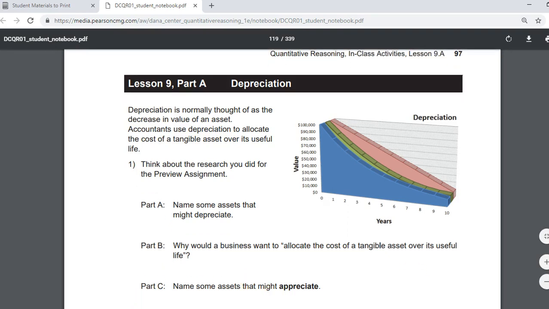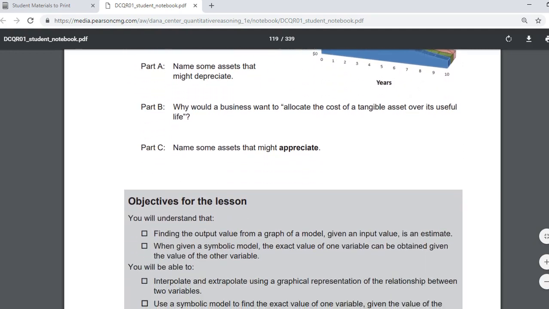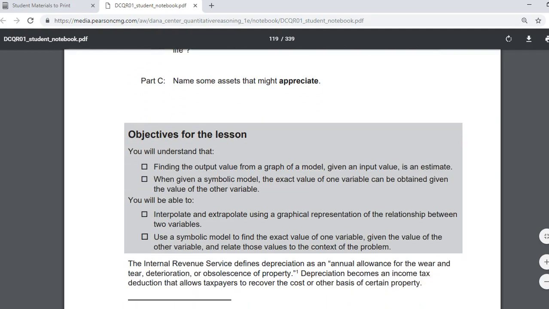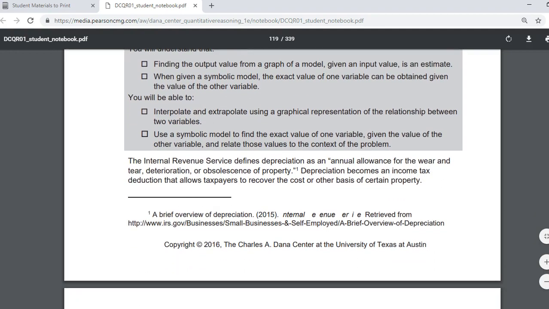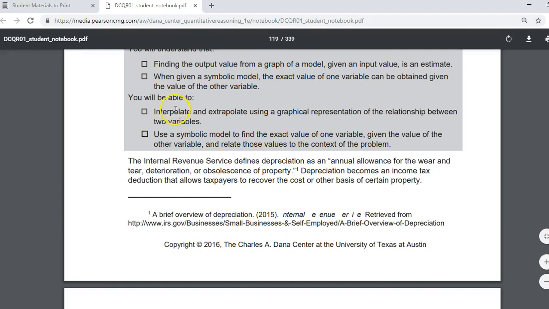And I cannot stress enough that you truly know and understand the vocabulary. You've got to know the nuances of the words so that when you see a word, you know its meaning and processes that are associated with it. So when you see depreciation, there was also the word appreciate. Also in the objectives, you see where it says interpolate and extrapolate.